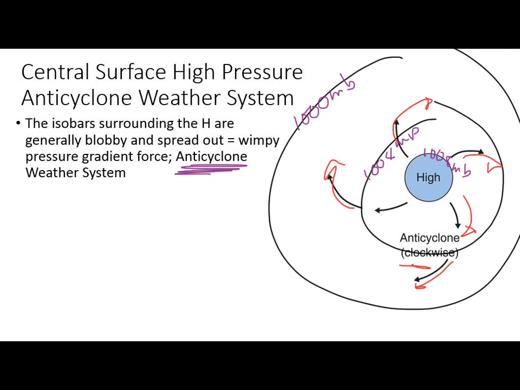Like the slide says, if the weatherman says anticyclone in place, then you can imagine it's going to be kind of wimpy weather. Those isobars are not going to be very tight, not much wind. Oftentimes, the skies are going to be clear. So I'm all for an anticyclone, quite frankly.